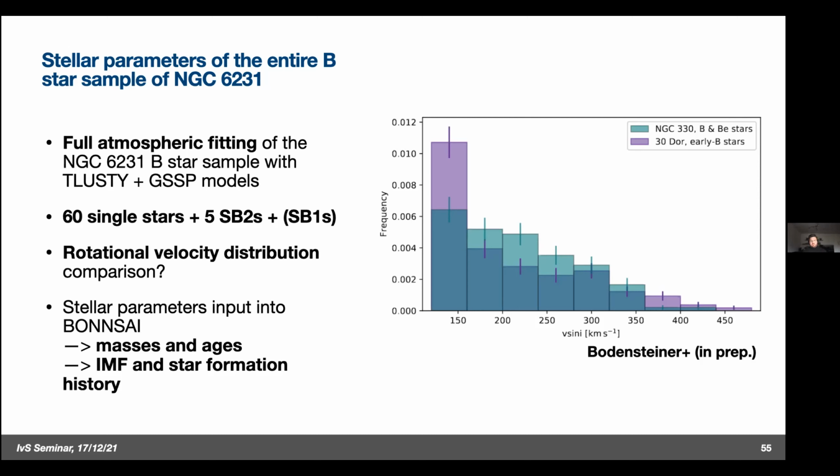And this might be an imprint of binary interaction, as when a star gets older and these stars interact throughout their lifetimes, they can spin up their companions and we see more quickly rotating stars. So we can compare that with the rotational distribution of our young galactic cluster. We can also use BONNSAI again to find evolutionary masses and ages of these stars, and then we can construct an initial mass function and describe the star formation history of the B stars in this cluster. And we can also compare this with previous work done on the star formation history of NGC 6231 in general.